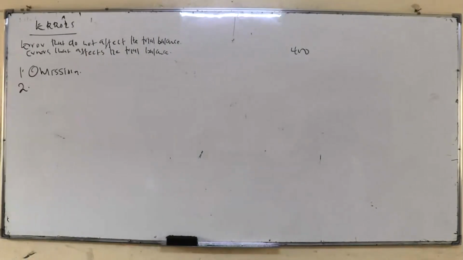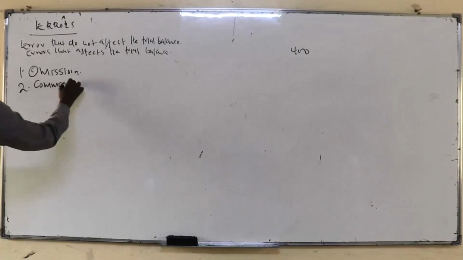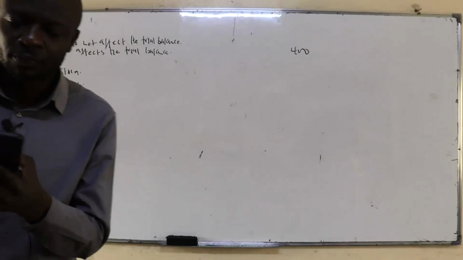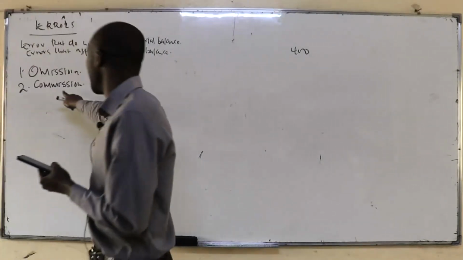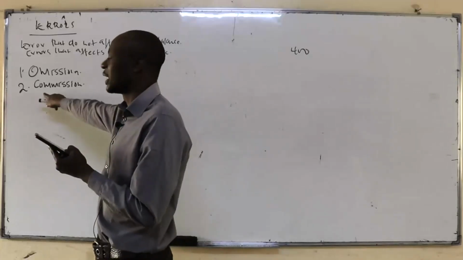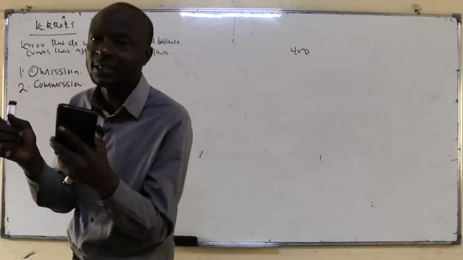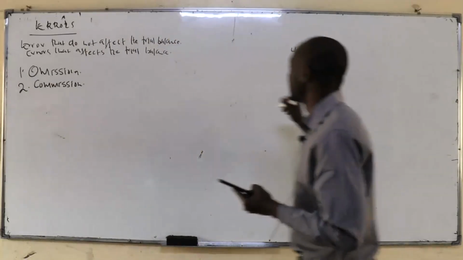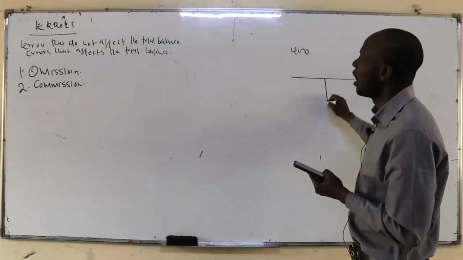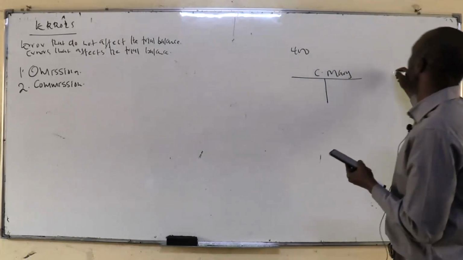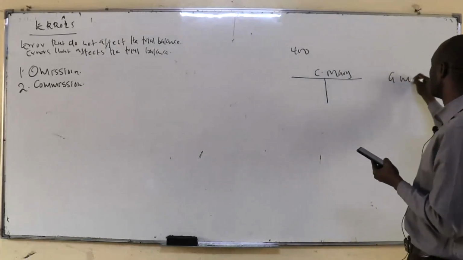Number two, error of commission. This error occurs when a transaction is posted on the wrong account of the same class. For example, you have two debtors here. You have C. Mary and G. Mary. These are all debtors.